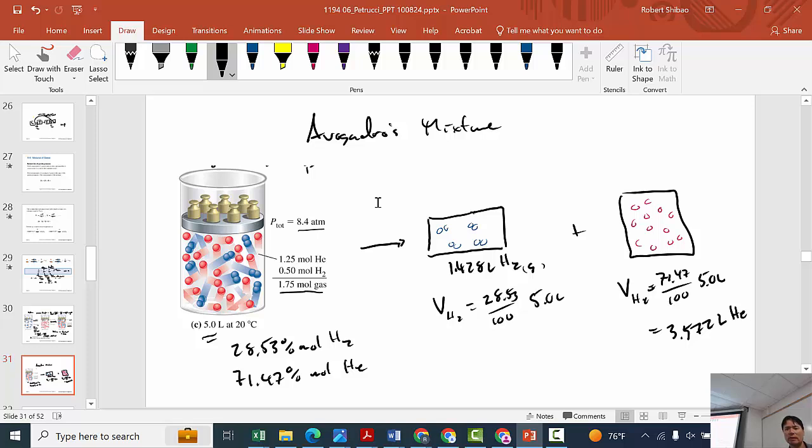I should have written this up there. So V total is equal to the volume fractions, VA plus VB, the partial volumes plus ... So this is just going to equal the volume of hydrogen plus the volume of helium, which is this plus this, and this is going to give us 5.0 liters.